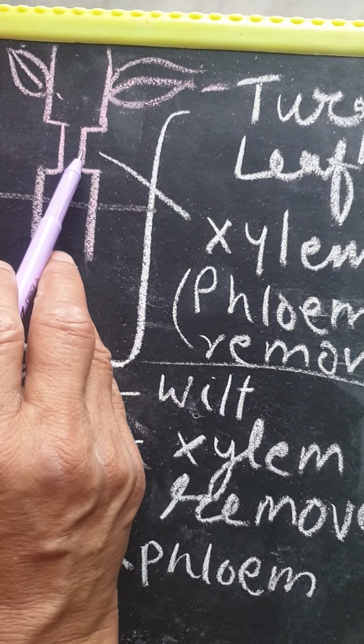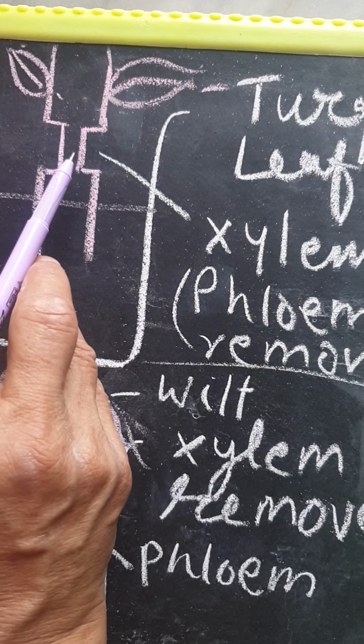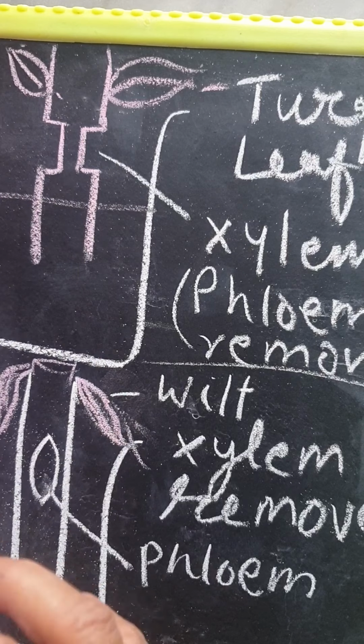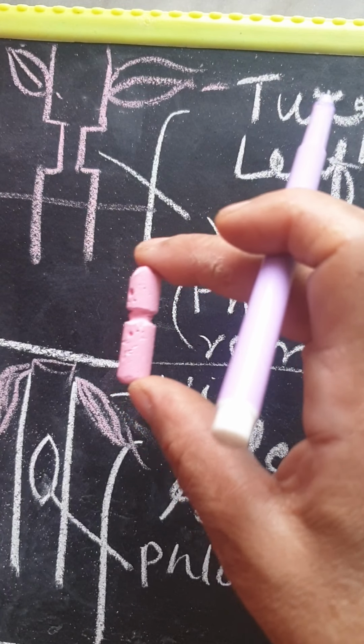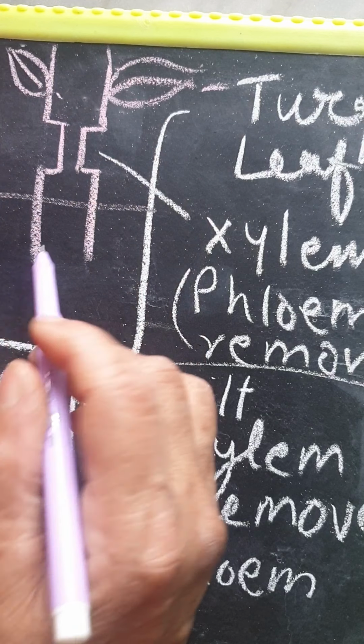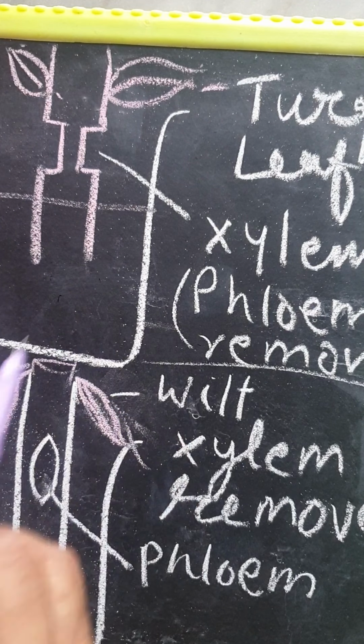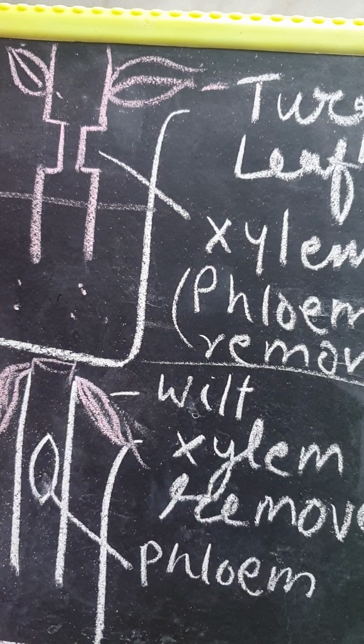The phloem is removed, the xylem is there. The center part in this chalk is intact. We keep the twig. Take the twig of the plant and keep it in water. Here the water is there.